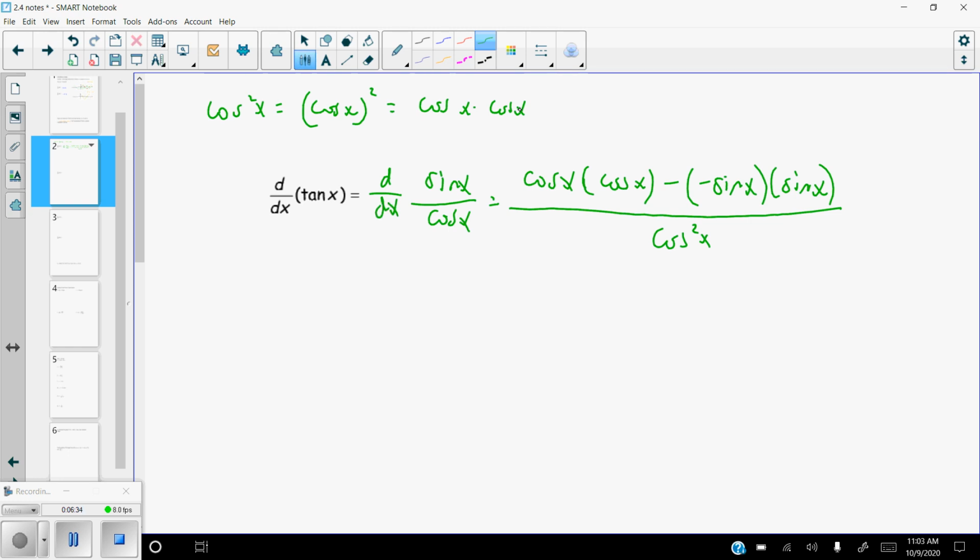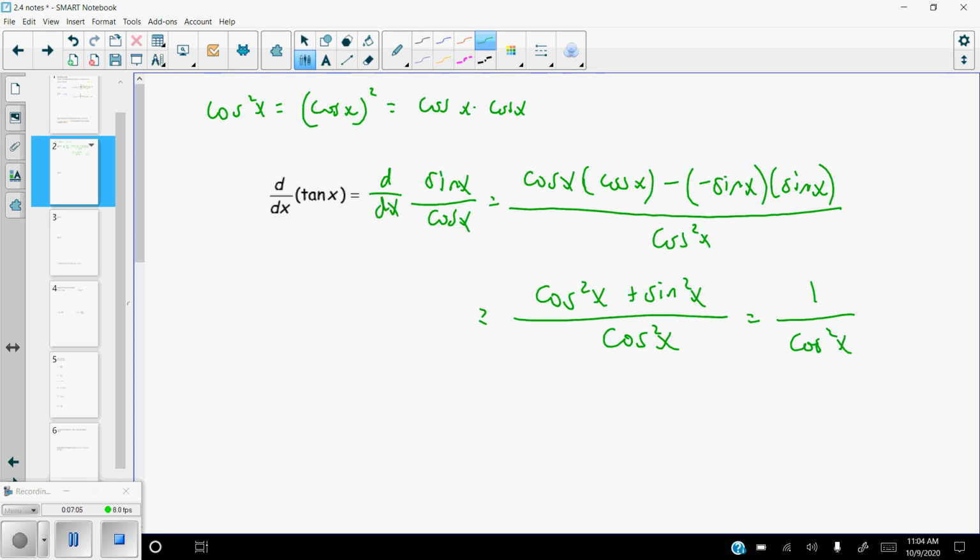All right. Continuing to simplify, on the numerator, we get cosine squared of x. The minus minus becomes plus, so we get sine squared of x over cosine squared of x. Cosine squared of x plus sine squared of x, one of the Pythagorean identities that we absolutely must know, is 1. So it's 1 over cosine squared of x. And yes, that is the derivative of tangent.